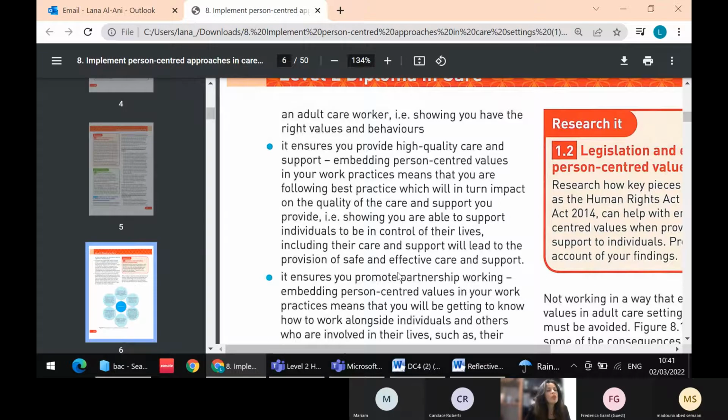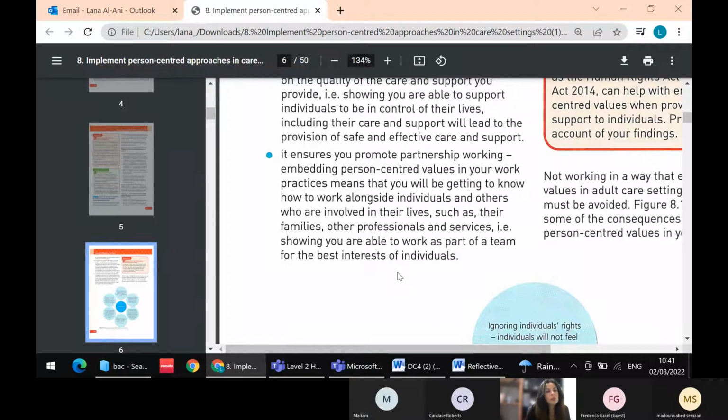Also, it promotes partnership working. Why? Because when you have person-centered values in your work, in your practice, you get to know how to work alongside the individual, how to work with your client, how to work with your colleagues. It will teach you to communicate well and get all this information. Also, you might have to contact and communicate with their families, with the professionals, to get as much information as you can.